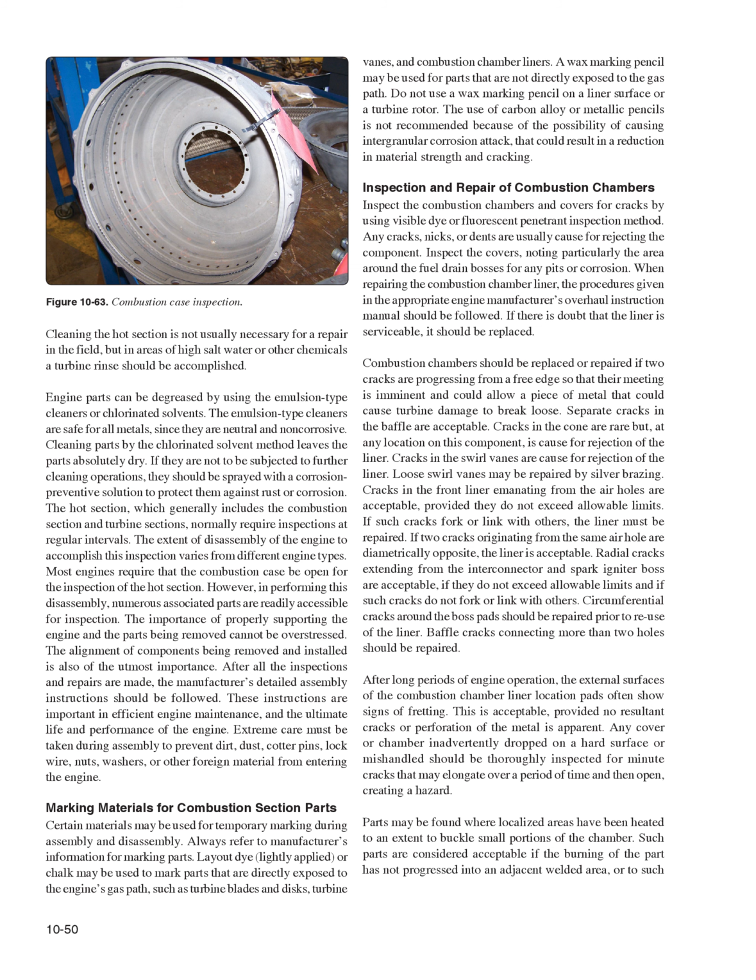Cracks in the front liner emanating from the air holes are acceptable, provided they do not exceed allowable limits. If such cracks fork or link with others, the liner must be repaired. If two cracks originating from the same air hole are diametrically opposite, the liner is acceptable. Radial cracks extending from the interconnector and spark igniter boss are acceptable, if they do not exceed allowable limits and if such cracks do not fork or link with others. Circumferential cracks around the boss pad should be repaired prior to reuse of the liner. Baffle cracks connecting more than 2 holes should be repaired.